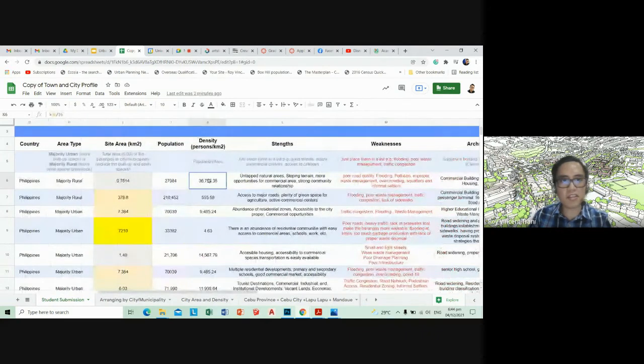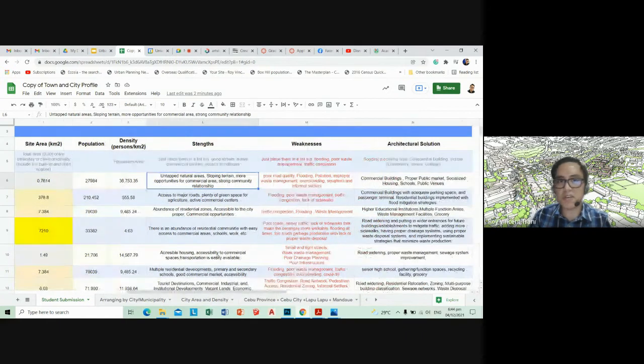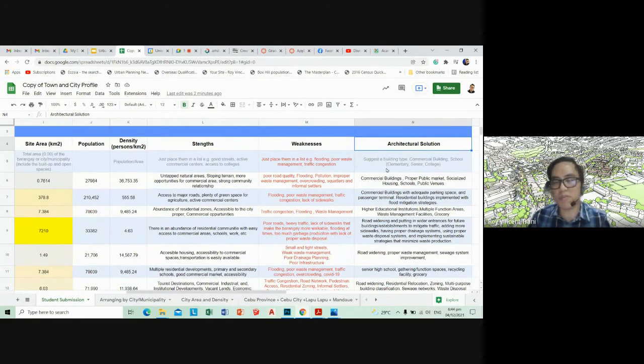Density, I think I just put in a formula. You can just put in there: it's people divided by site area. And then over here, you already did this in your previous activities. What are the strengths and weaknesses of your area, your city, municipality, barangay, whatever. And then your landscape architecture or architectural solution, whichever background you're more familiar with.